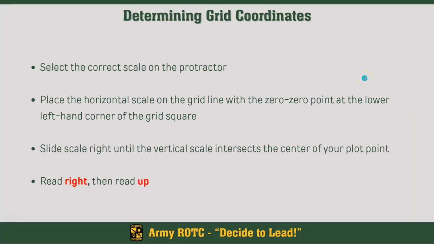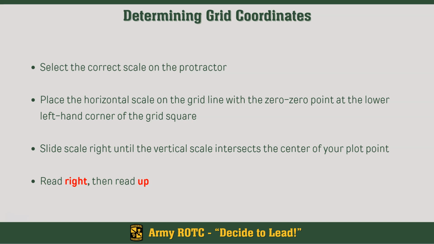So how do we determine grid coordinates? Well, it's step by step, and it's very important that you remember the exact steps so that you don't end up on the wrong part of your map. First, you want to pick the correct scale on the protractor. Like I said, there are 3 separate triangles on that one. You want it to fit exactly within the grid square.